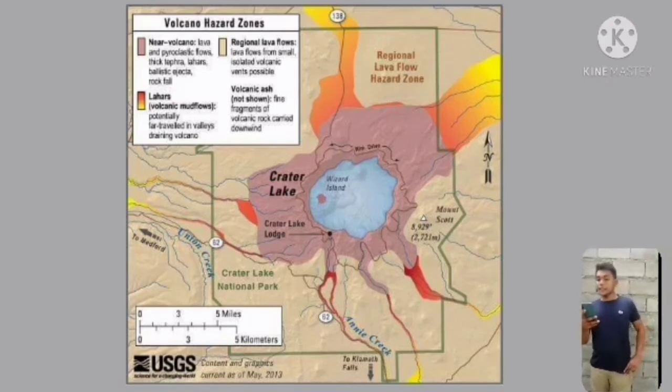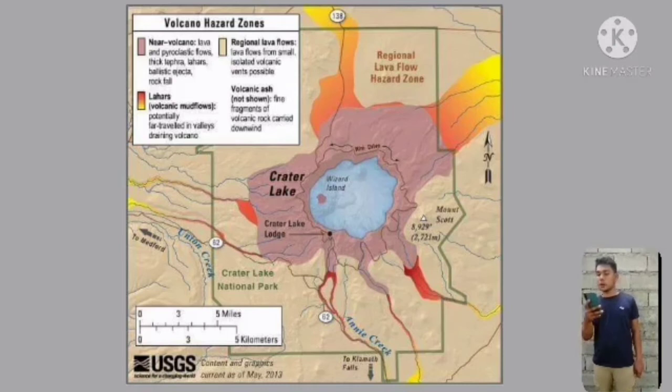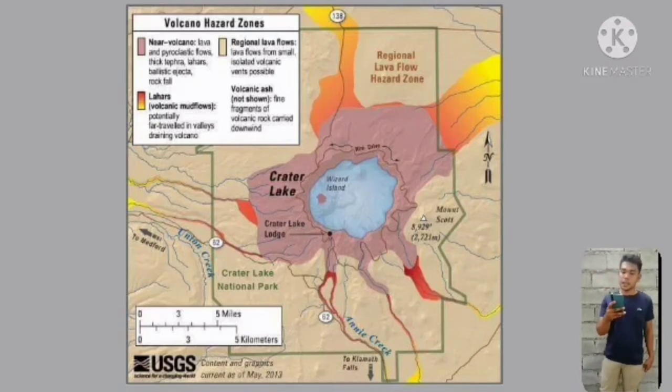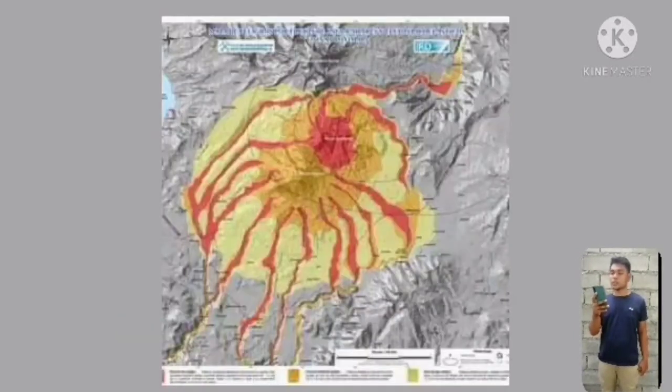Number 6, simplified hazard map showing potential impact for ground-based hazards, Crater Lake, Oregon. So, volcanic hazard zones. So, makikita nyo dyan sa mapa, may regional lava flow, hazard zone near volcano, lahars, volcanic ash. So, sa near volcano, mga pyroclastic flows lang ang lalabas dyan, mga thick tephra, lahars, and ballistic ejecta.